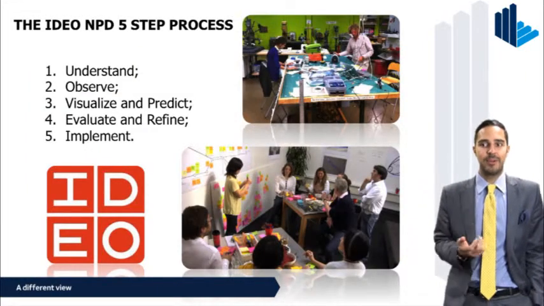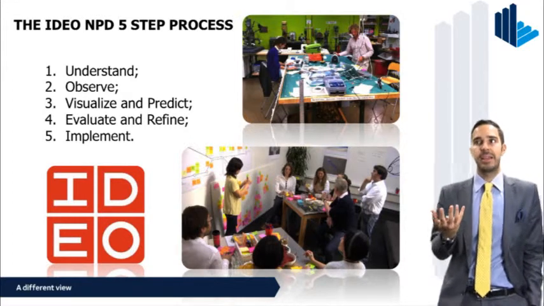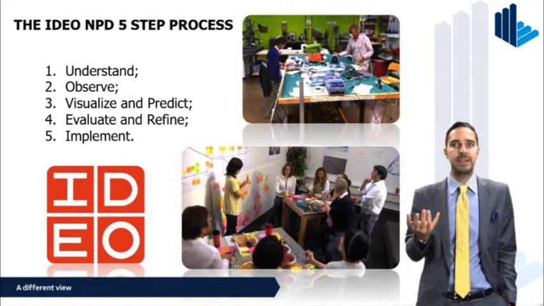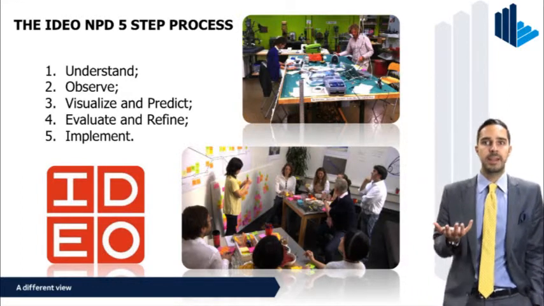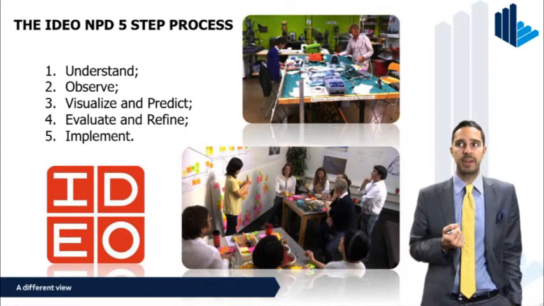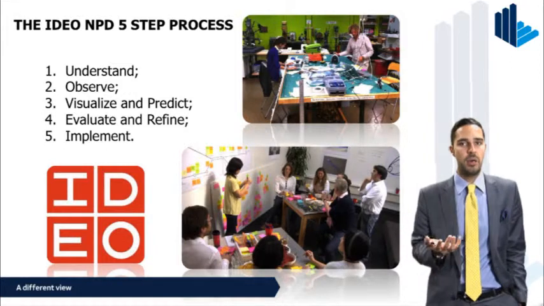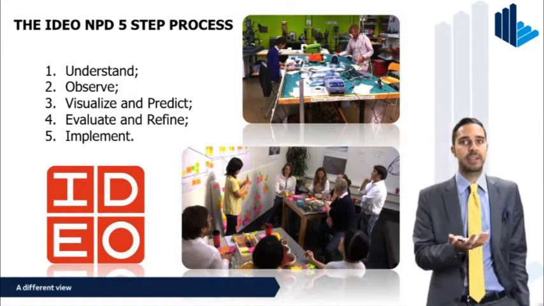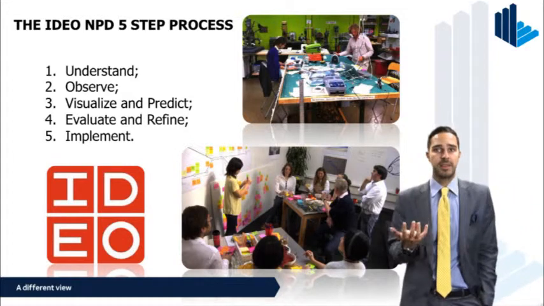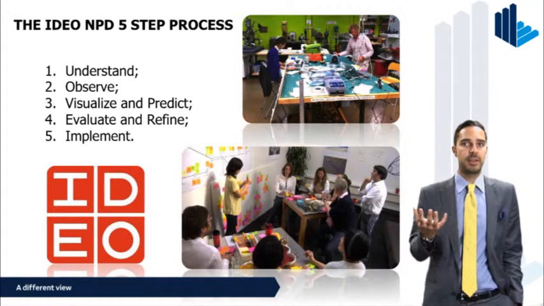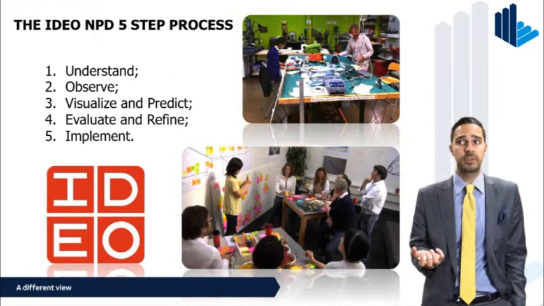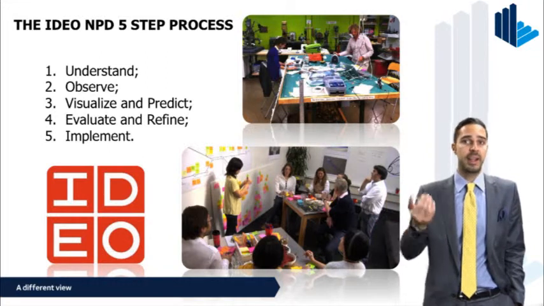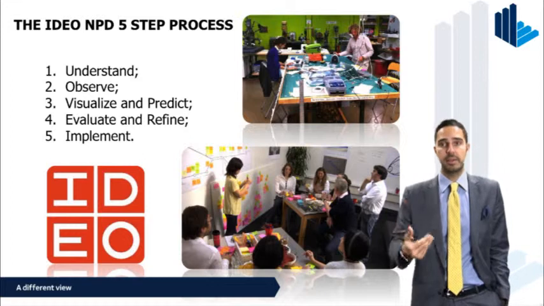Okay, so you saw that IDEO is a very interesting environment, and basically the IDEO methodology for new product development is made of 5 steps. Step number 1 is to understand the needs of the market. Step number 2 is to observe how customers or users use existing products and what the problems connected to existing products are. Step number 3 is to visualize and predict the characteristics of the new product. Step number 4 is to evaluate different designs and refine the final design. And step number 5 is to implement the new design.